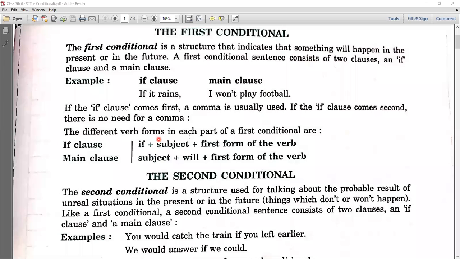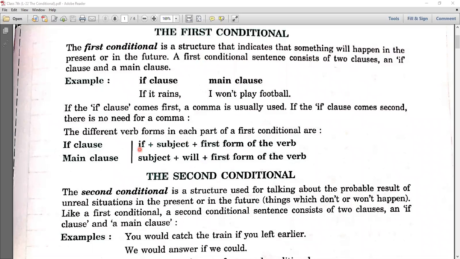The different verb forms in each part of a first conditional are: इफ क्लॉजेस से कैसे बनेगा? If plus subject plus first form of the verb. As we have already learned in our previous classes that a clause contains subject and verb. Okay, and there is an if clause, that's why if plus subject plus verb. And in the main clause there will be subject, will and first form of the verb. Do not forget to apply will over here in the first conditional sentence. Okay, this is the rule of the first conditional sentence.